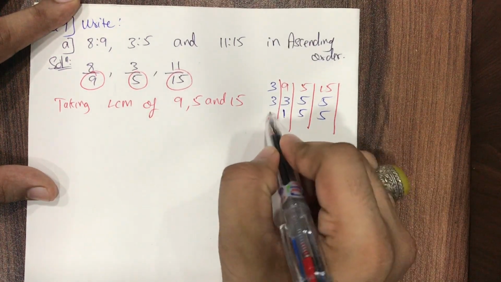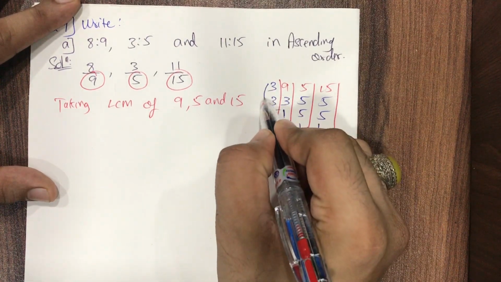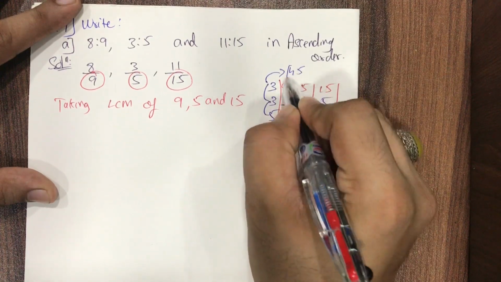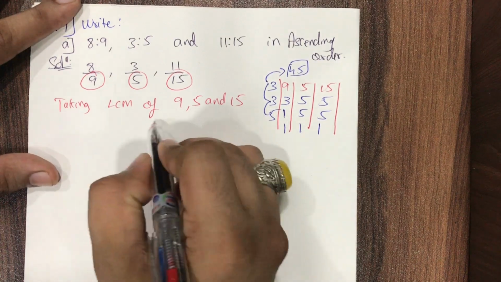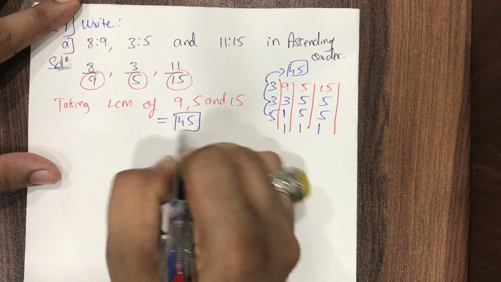Okay, now I'll go in 5 1s are 5. So my LCM will be 3 3s are 9 and 9 5s are 45. So my LCM is 45. So the LCM of 9, 5 and 15 comes to be 45.